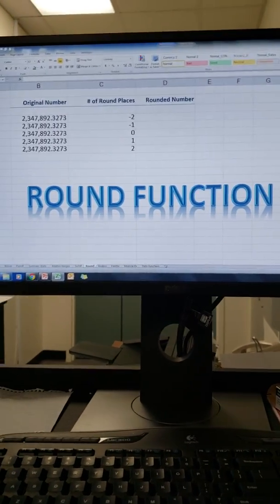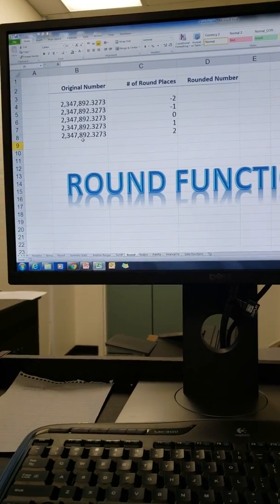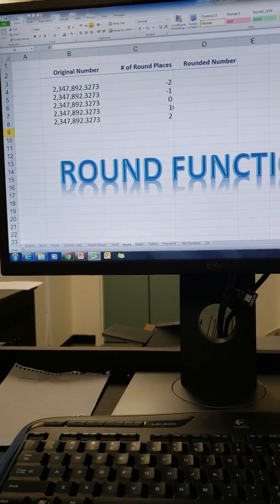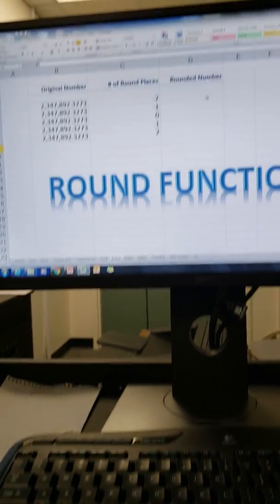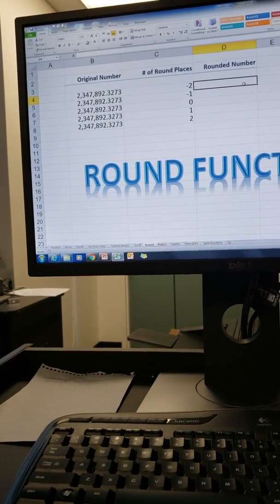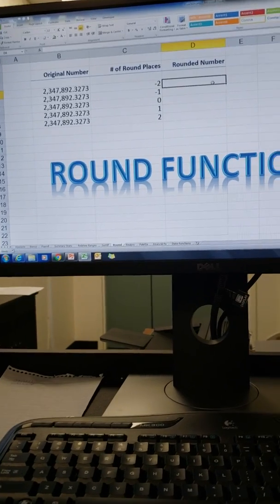So we're going to take a look at the round function, and as you can see, we have the original numbers in column B, the number of round places in column C, so we have different types of numbers going on, and then the resulting values will be placed in column D. To get started, please go to cell D4.